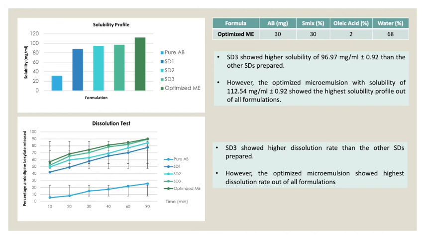The formulation SD3 that has a drug-to-polymer ratio of 1:4 showed higher solubility and dissolution rate than the other solid dispersions prepared. This could be due to the reduced crystallinity of the drug when a higher amount of polymer was used. However, the optimized microemulsion demonstrated the highest solubility enhancement out of all the formulations.